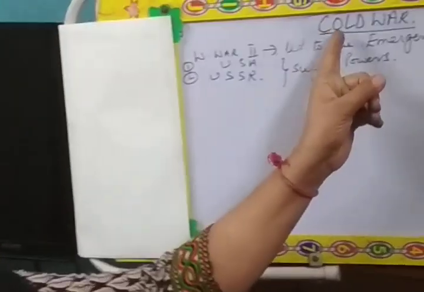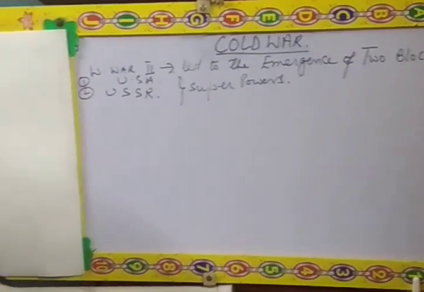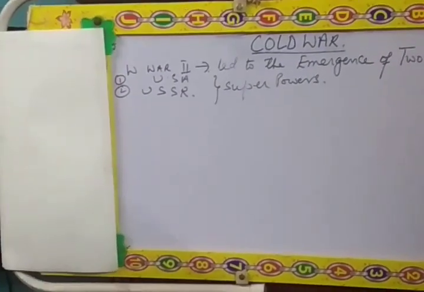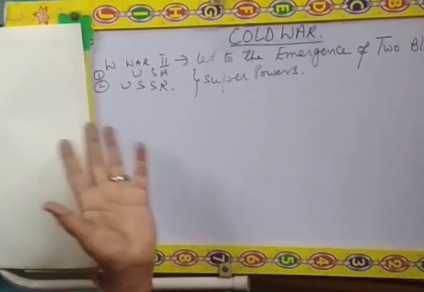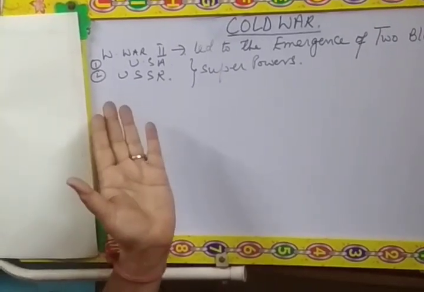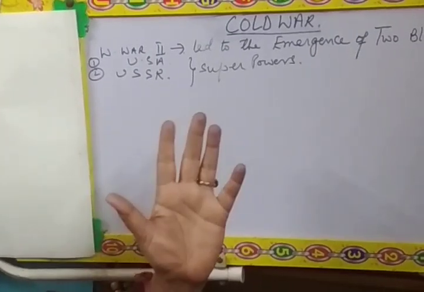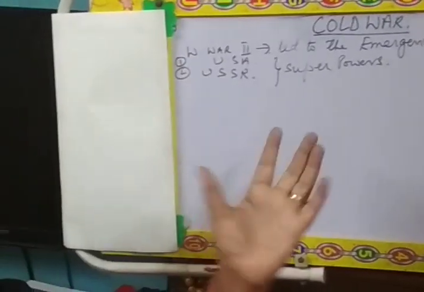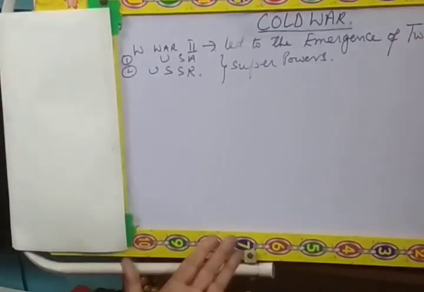In the last video on the Cold War, we had discussed what the Cold War was and how America and Russia, so called now, and earlier called USSR, came up as powerful blocs that we had discussed earlier.